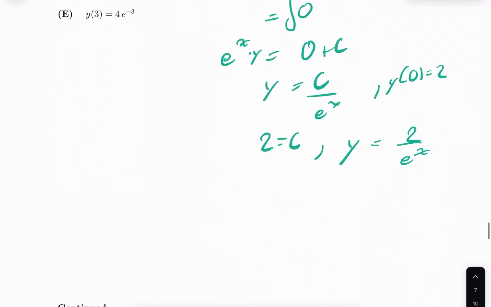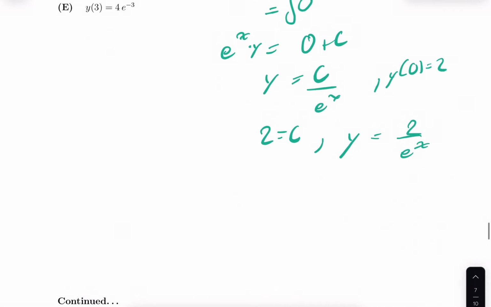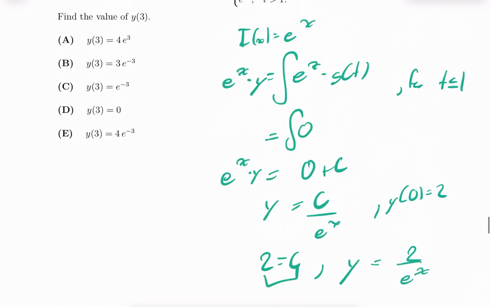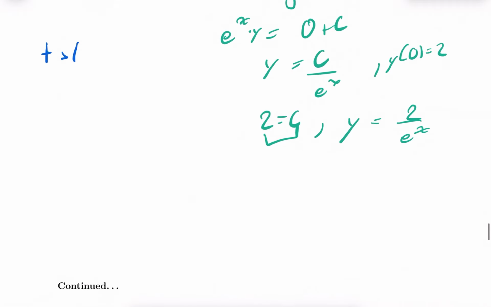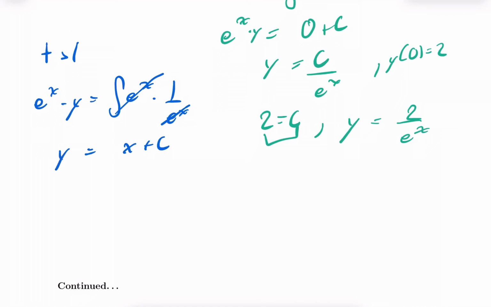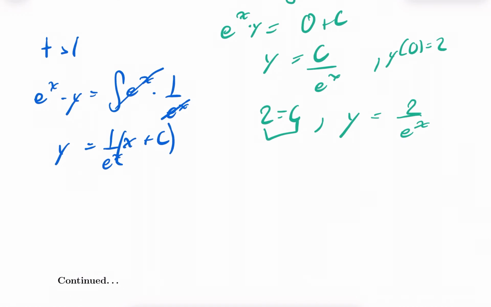Now, we have this. Now I'm going to solve for t. We'll do it in a different color. t is greater than 1. Cool? e to the x times y equals the integral of e to the x times 1 over e to the x, which equals x plus c, so y is 1 over e to the x times that. Okay? You cannot just plug that in. You're using a different condition. That's what I messed up on.